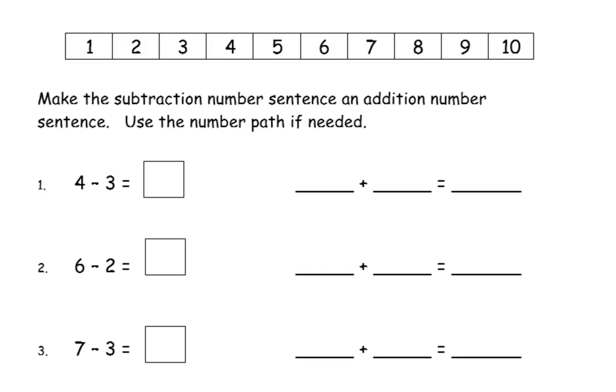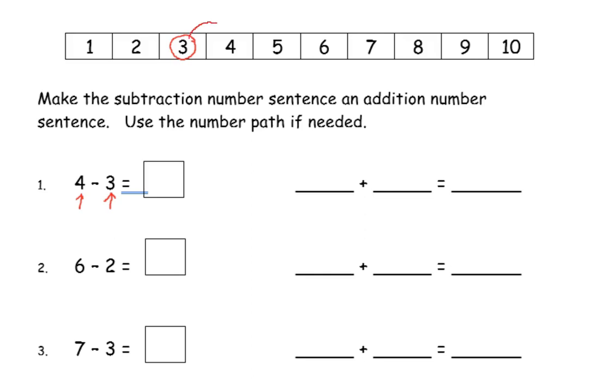I have a number path at the top of the page that can help me with the counting on method. So to do this, I'm going to start with the number that I'm subtracting. So I'm going to start with the 3. I'll circle the 3, and I'm going to see how many hops it takes me to get to 4. So I start on the 3. I circle it as a reminder that I don't want to count the 3. I'm going to count how many hops it takes to get from 3 to 4.